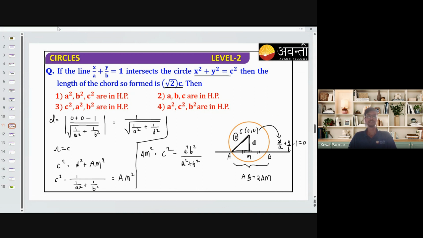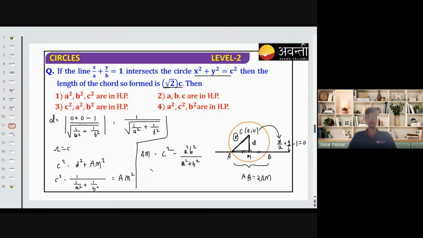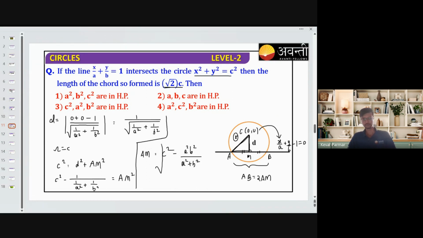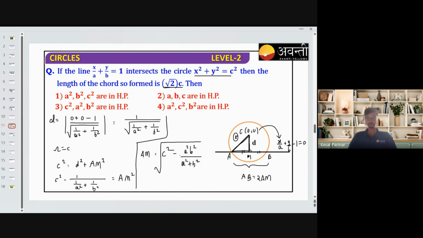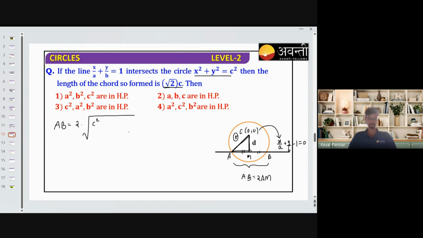So what will be AM, guys? I am using it here only. If I take under root on both the sides, AM will become under root of this. Correct. So AB is 2AM. So again, AB will be equal to 2 times AM, which is under root of c square minus a square b square upon a square plus b square, and which is given as root 2 c.